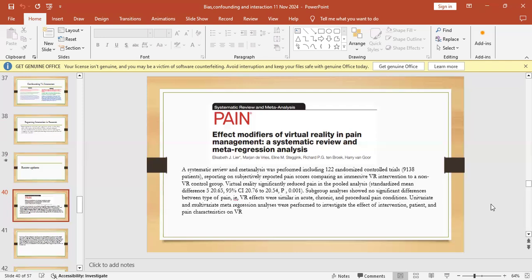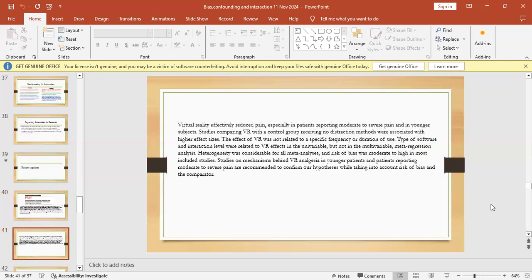Univariate and multivariate meta-regression analysis was performed to investigate the effect of intervention, patient, and pain characteristics on virtual reality. Virtual reality effectively reduced pain, especially in patients reporting moderate to severe pain and in younger subjects. Studies comparing virtual reality with a control group receiving no distraction methods were associated with higher effect size. The effect of virtual reality was not related to a specific frequency or duration of use. Type of software and interaction level was related to virtual reality effects in univariate, but not in multivariable meta-regression analysis.